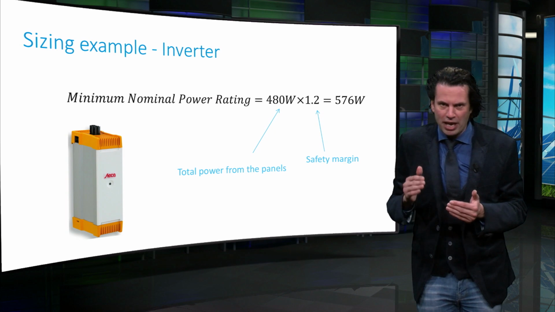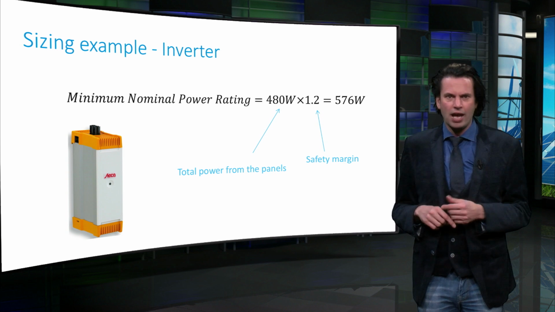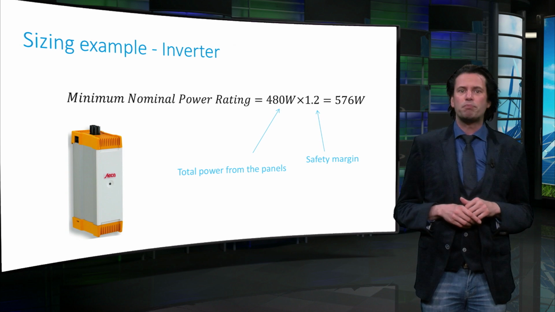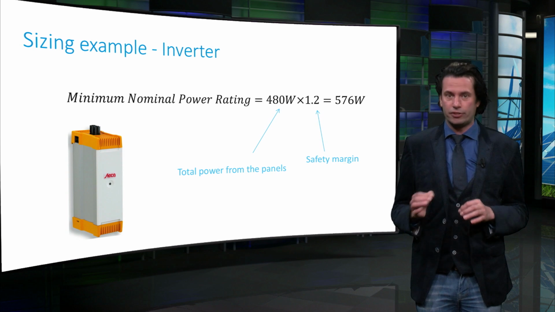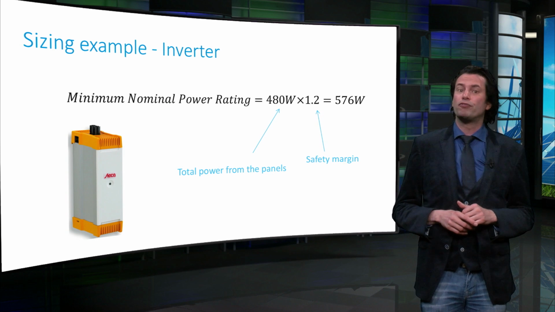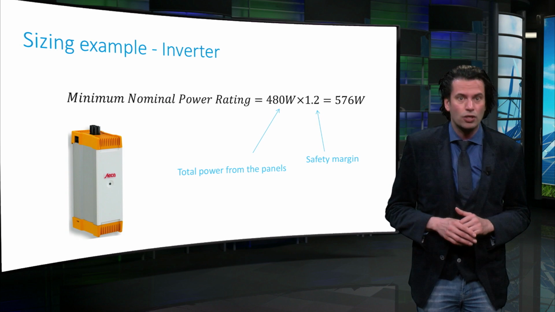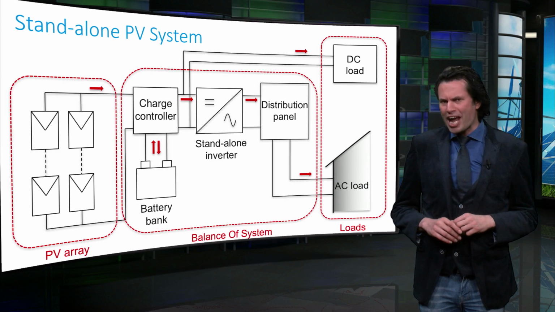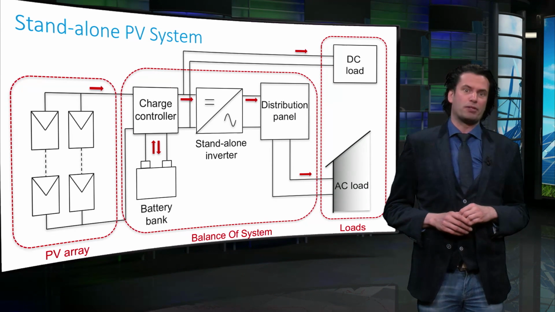The inverter should be able to handle this power. As a safety margin, generally the inverter is rated for a maximum of 20% higher than the PV array power. In this case, the maximum power rating of the inverter turns out to be 576 watts.